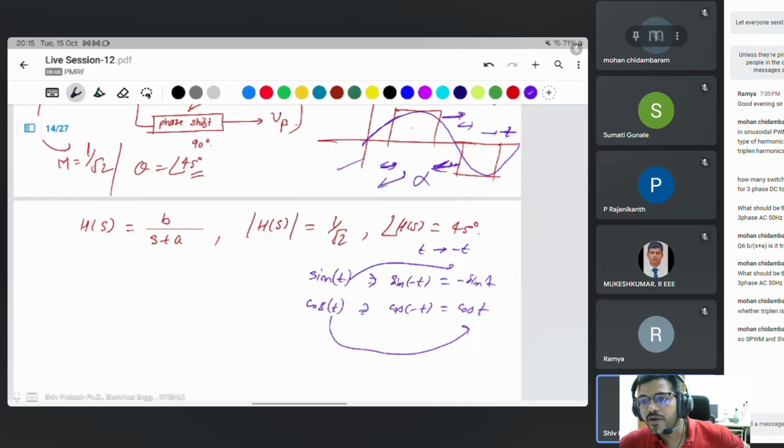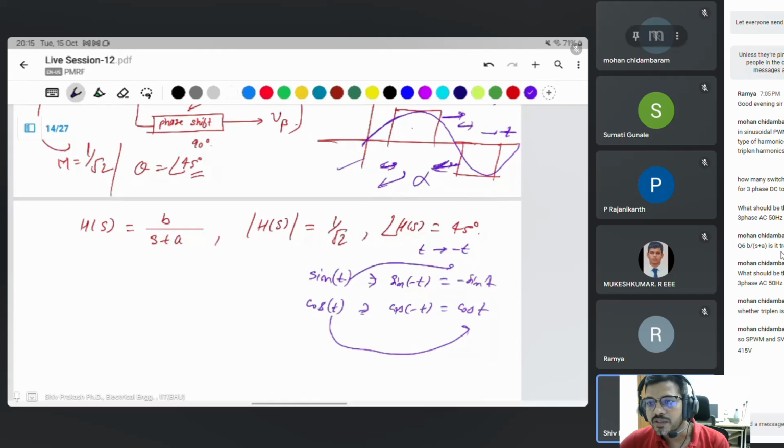Now, what should be the value of VDC for generating the three phase AC? No, this depends on the magnitude of AC, how much voltage you want to generate. Root 3 by 2. Who can generate this one? So, you can find the RMS value of the output signal, then you simply find the VDC.